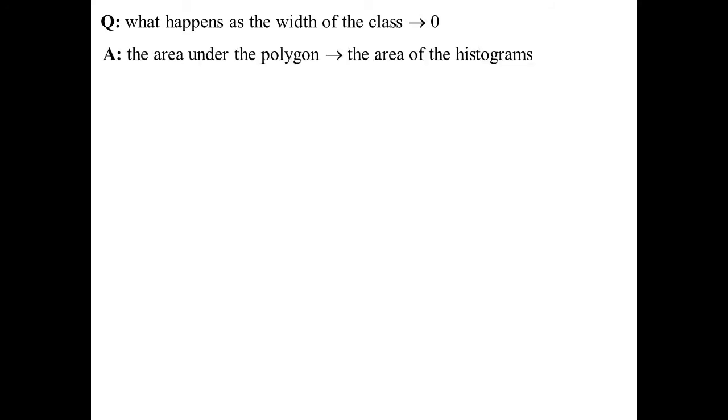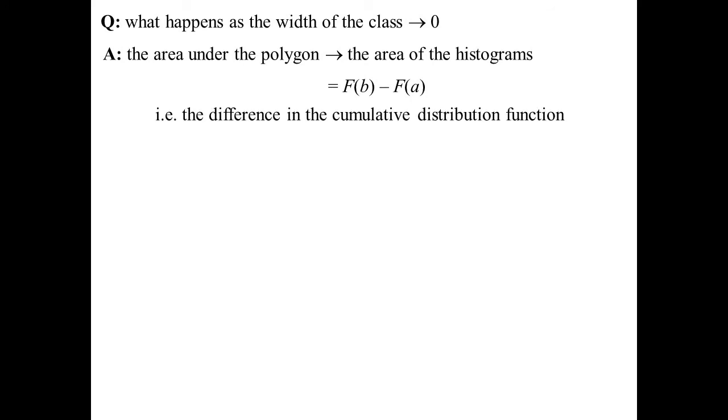Well, the area of our polygon, remember at the moment, they weren't the same. But as we get that width closer and closer together, the area underneath the polygon should equal the area of the histograms as that rectangle gets thinner and thinner and thinner. So function B minus function A, if you like. So the difference in the cumulative distribution function.